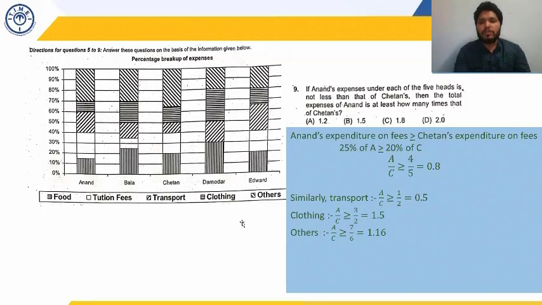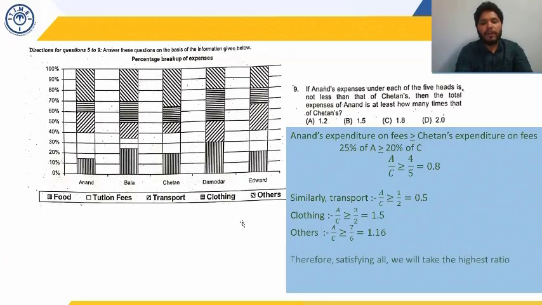That's what we want. So if we want this condition to be satisfied, that Anand's expenses on each of the 5 heads should be greater than Chetan's expenses on each of the 5 heads, then we have to select the maximum possible value out of these ratios. Then only we'll be sure that Anand's expenses on each of the 5 heads is greater than or equal to Chetan's expenses on each of the 5 heads. So which is the highest possible ratio here?